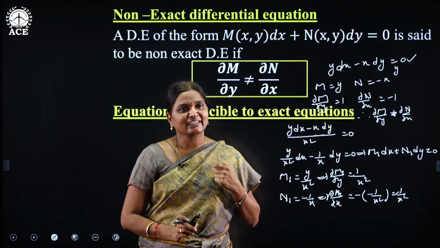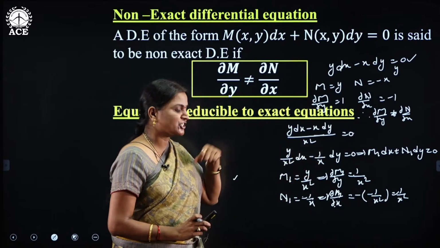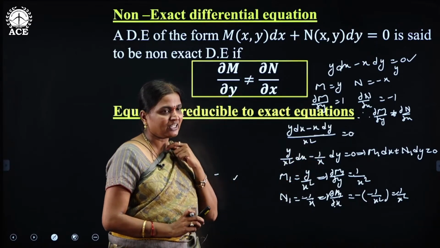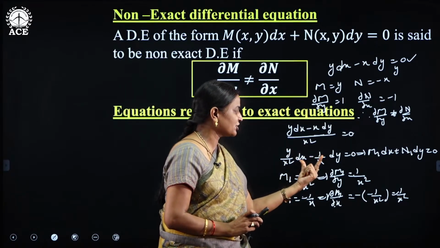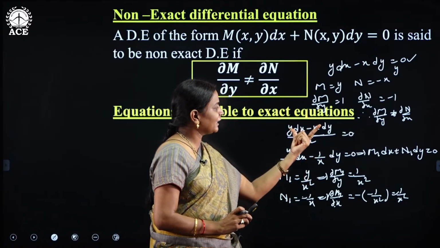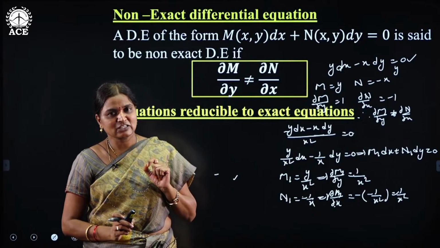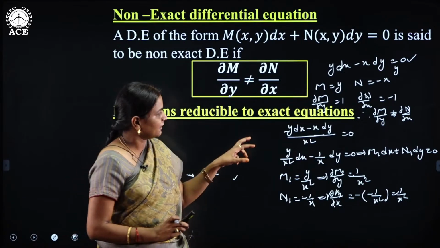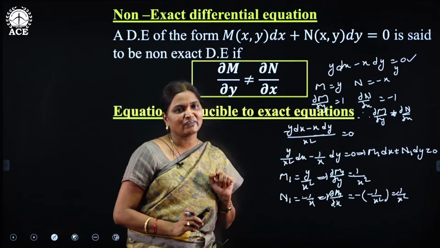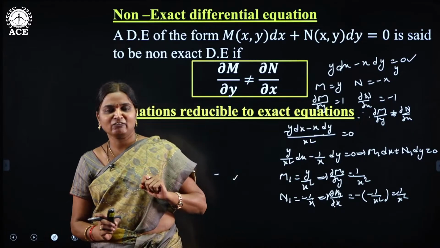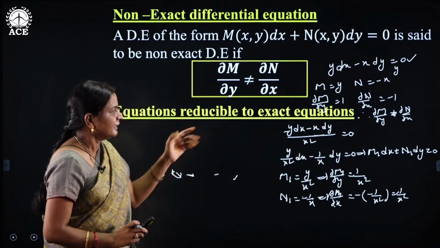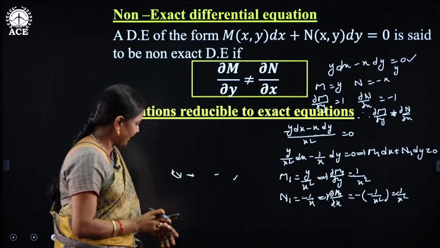When we say that this new differential equation is an exact differential equation by multiplying the given differential equation with 1 by x square, here that factor or function 1 by x square is called an integrating factor. So that is the example of integrating factor.